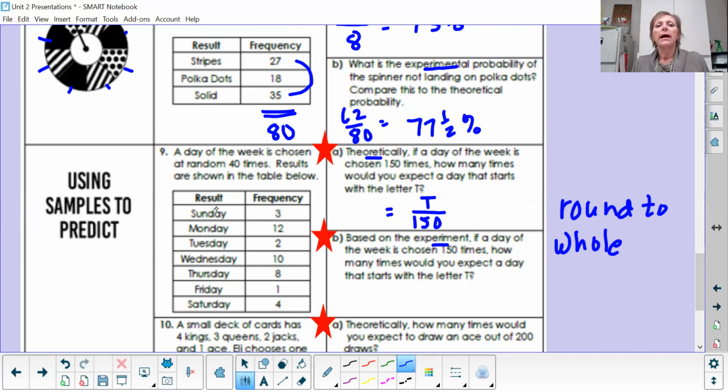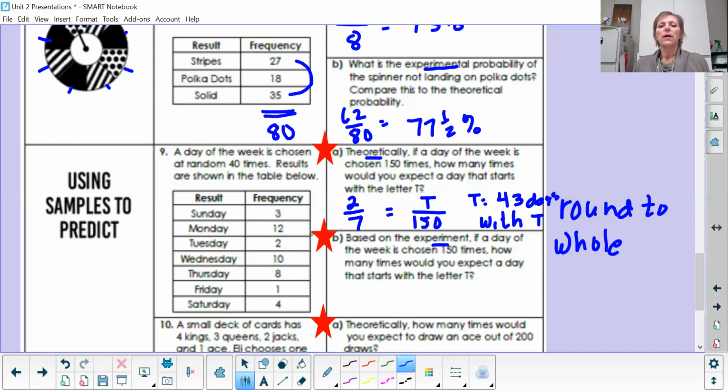Okay, theoretical. Now, out of 7 days, how many start with the letter T? 2, Tuesday, Thursday. So cross multiply and divide, and T comes up to be 43 because I round. 43 days with beginning letter of T, okay? We're just gonna abbreviate that.